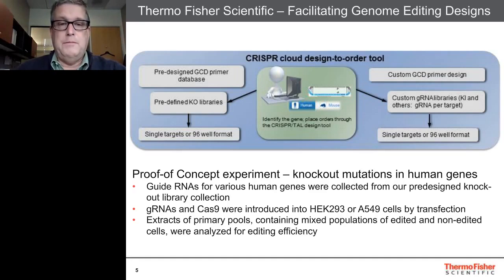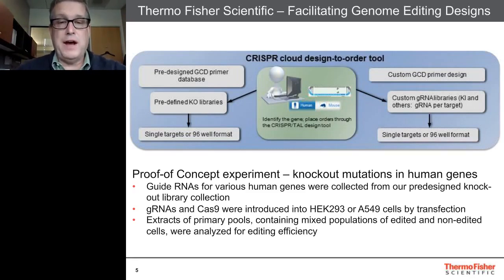sloppy knockout mutations and therefore make loss of function genes. We basically chose some of these guide RNAs from several different genes from this pre-designed knockout collection. We introduced these into 293 cells or A549 cells by transfection, along with the Cas9 nuclease needed to make the edits. And then we prepared extracts from these primary transformant pools. These pools contain mixed populations of edited and non-edited cells, and we mostly want to analyze how efficient was the edit that we designed.